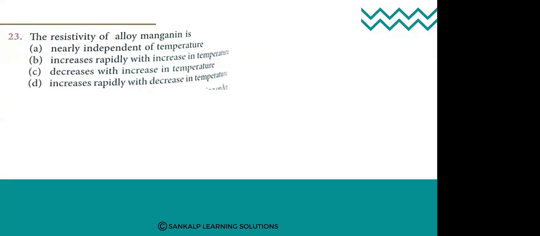The resistivity of the alloy manganin is... If you do the experiment with a potentiometer or meter bridge, the wires you observe are made up of the alloy called manganin. Hope you know what resistivity means. For an alloy like manganin, what is the resistivity? Nearly independent of temperature, increases rapidly with increase in temperature, decreases with increase in temperature, or increases rapidly with decrease in temperature.